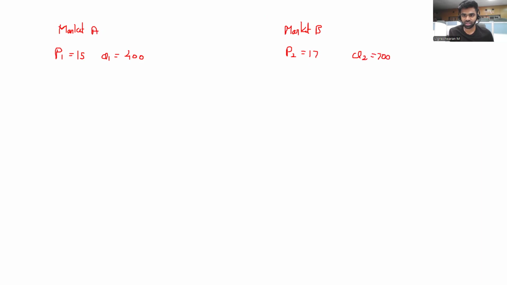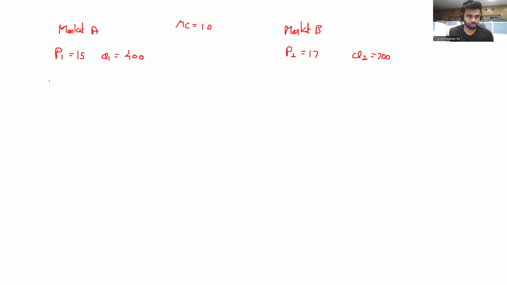So now we will calculate the profits. This is for market A and this is for market B. For market A, what is P1? P1 is equal to 15. Q1 is equal to 400. For market B, P2 is equal to 17. Q2 is equal to 700. And MC is equal to 10.